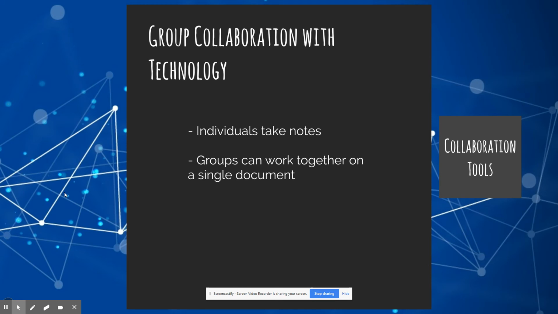When students are already in their group, they can then use technology for whatever project or task they are working on. An individual student could take notes on what his or her group member is talking about, or the whole group could have a scribe who takes notes for the group. Also, groups can work together on a single document.